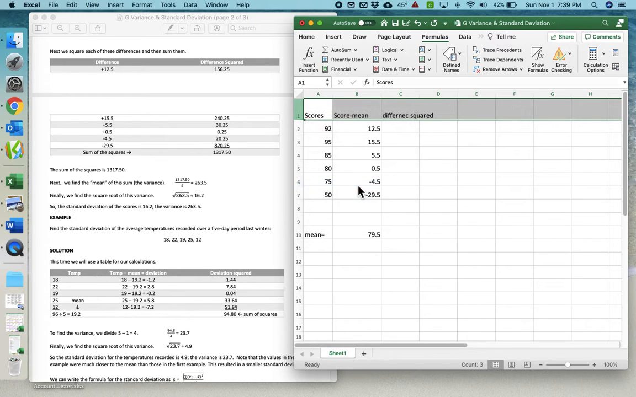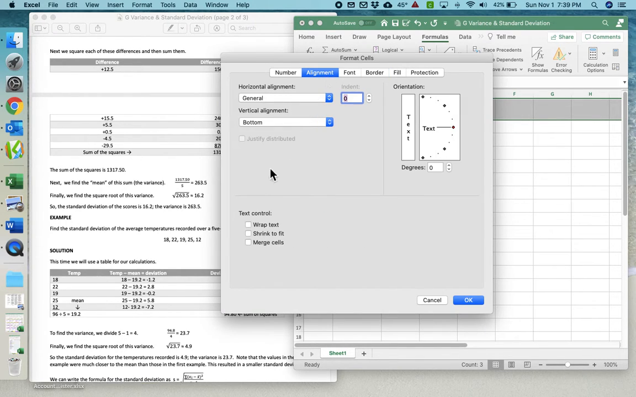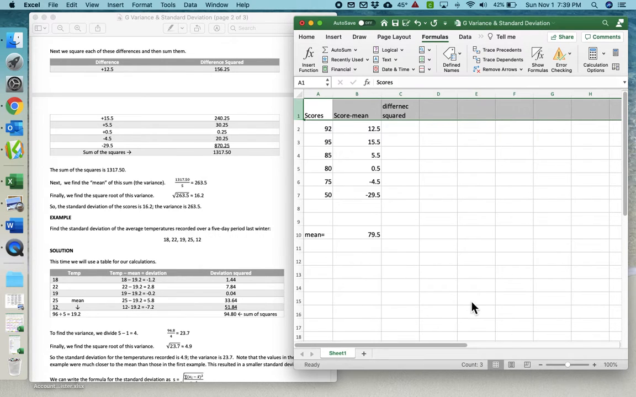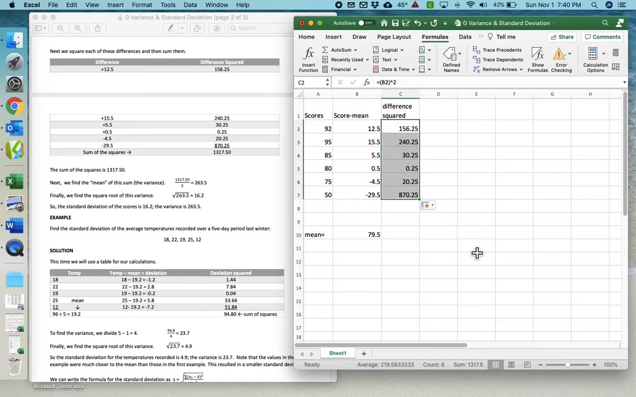I'm just going to format my cells to wrap so that everything fits. There we go. Of course, I didn't spell that correct. Okay, we'll go with that anyway. So to square these, then we would say equals, and I'm going to, in parentheses, put what's in this cell and raise it to the second power. And drag that down, and that finds the square.